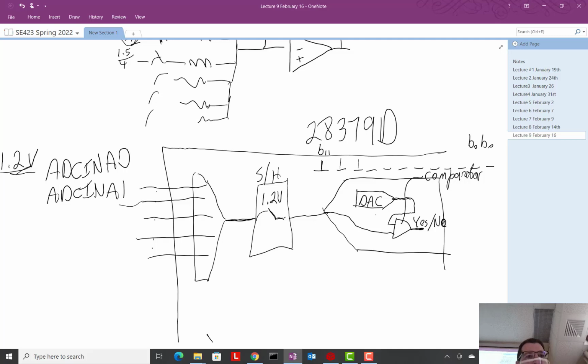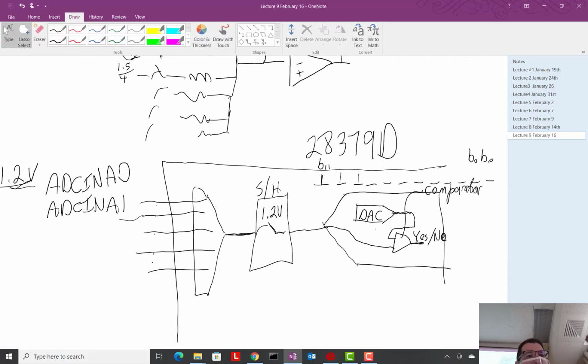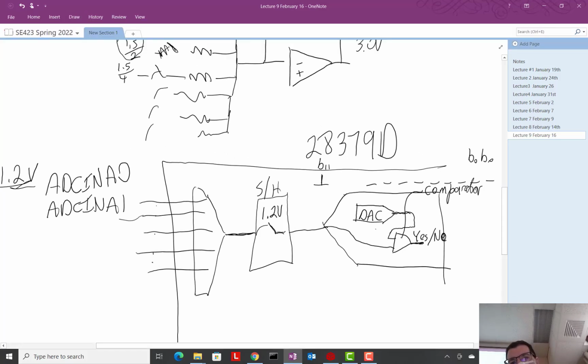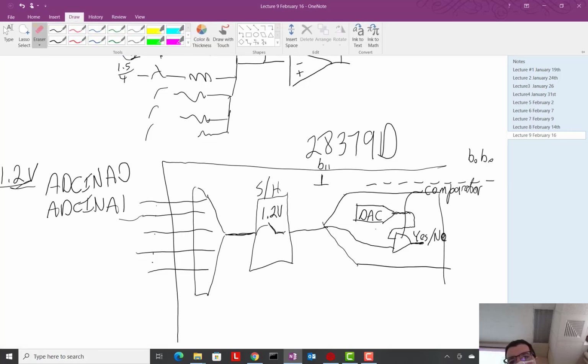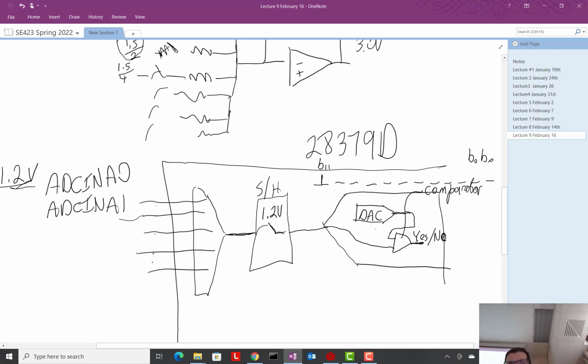So, okay, let's think what happens here. So let's erase those 2 for now. So when we tell it to convert, once it starts converting, this happens in X amount of bits. So it does 12 steps with these 12 bits. What it does first is it sets bit 11 to 1 and all the rest of the bits to 0. So what that means is coming out of the DAC is 1.5 volts.